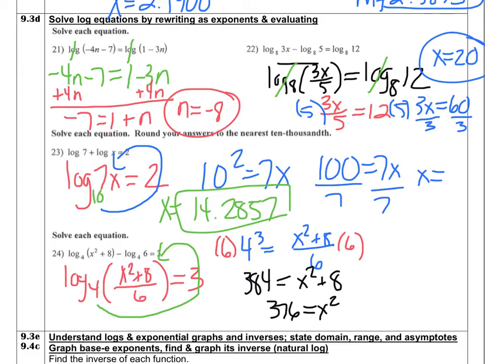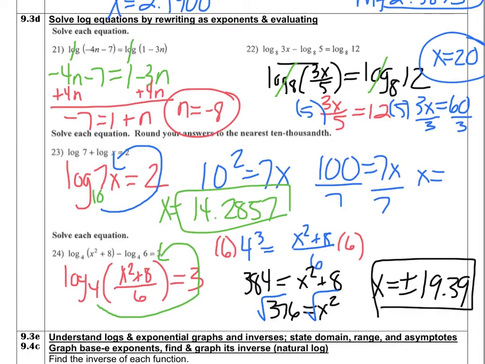Now to solve this, all I have to do is take the square root. When I take the square root, x is going to equal, be careful, plus or minus, and then the square root of 376 actually rounds to 19.39 to 2 decimal places there.